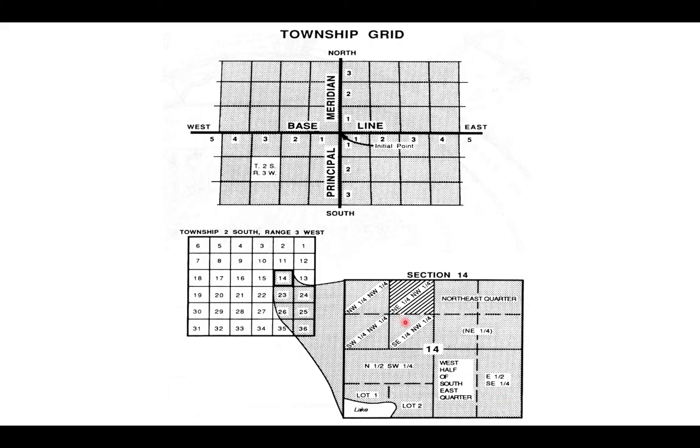Just looking at this one right here. This is the northwest quarter, this whole thing, but it's been further divided into quarters right there. This shaded one is the one we're supposed to be looking at. This would be the northeast quarter of the northwest quarter of section 14 of Township 2 South, Range 3 West. That makes perfect sense.